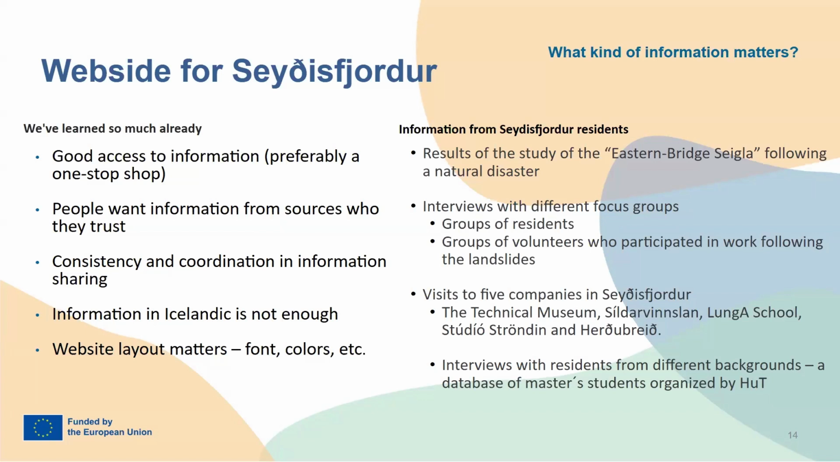So when you have different agencies working together, there needs to be one voice towards the residents with regards to information. And we also know that information in Icelandic is far from enough. We have to have it in other languages as well. And we also have to take into account different societal groups with regards to both risk and disaster communication. And of course, in that same context, we need to think about the layout of the website.